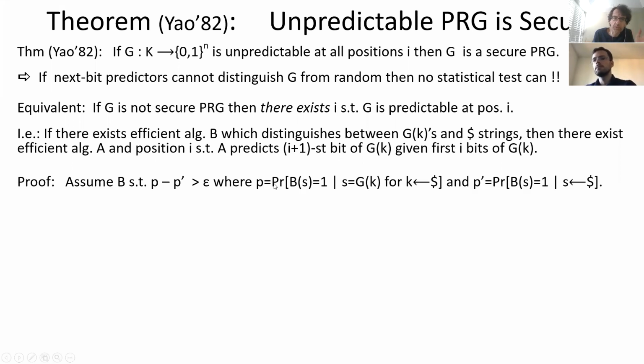So the algorithm B breaks the PRG. So there is a probability P with which it outputs 1 on an output of a PRG, and a probability P prime with which it outputs 1 on a random string. And let's assume they are sufficiently different. So P minus P prime is a non-negligible epsilon.